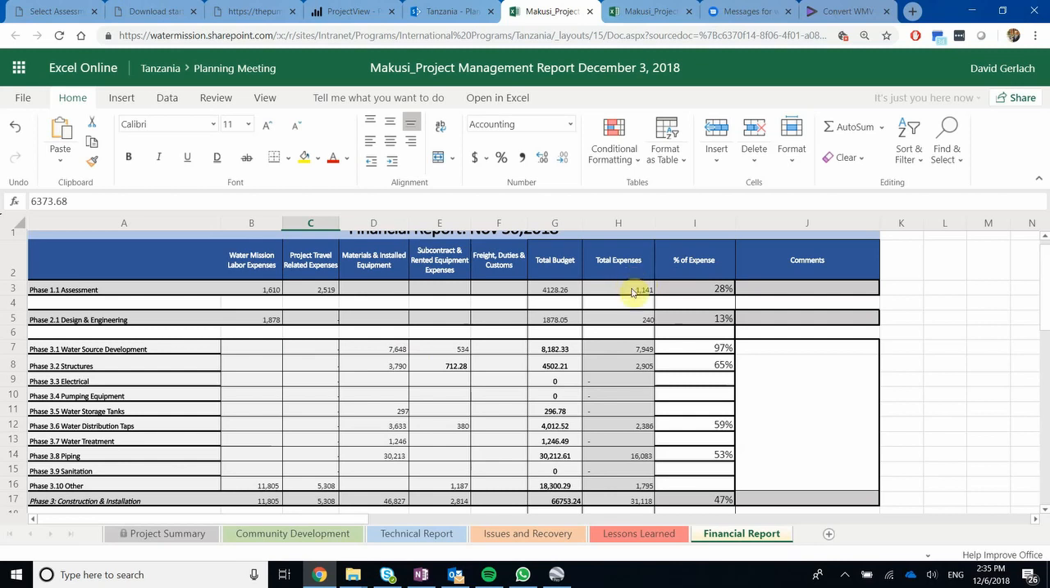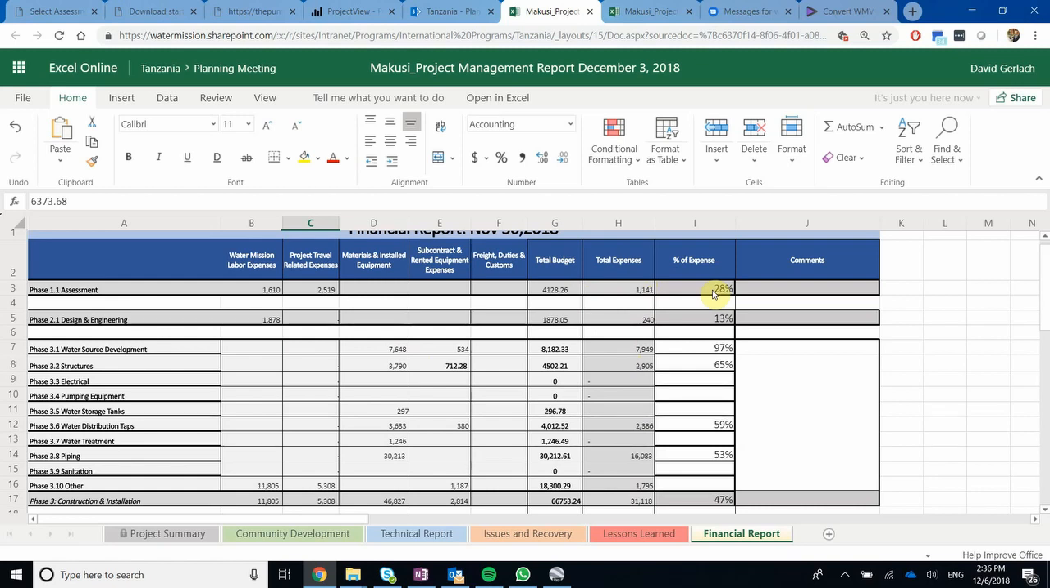You can see here, this is what's going to be inputted by the officer, this column, and we're comparing that to our PBE budget. And so for here, the actual expenses in the assessment were just a little bit over $1,000, and we're comparing that to what we budgeted, which was $4,000. As you can see, that's only 28% of that budget used up for the assessment.